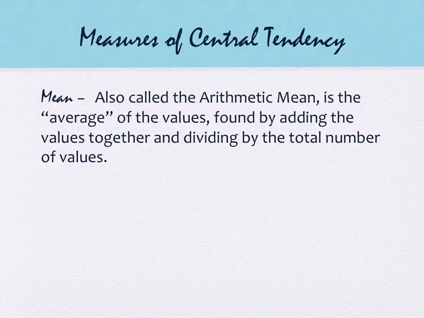The first one, the mean. The mean sometimes is also called the arithmetic mean. It is the average of all the values. Generally, it's found by adding all the values together and dividing by the total number of values. This is what your grade in classes is, right? Somehow you're adding a whole bunch of points together, you're dividing by the number of points possible in the class or on the assignment or whatever, and you find the average that you got in the class or on the assignment, whatever it is you're looking at.